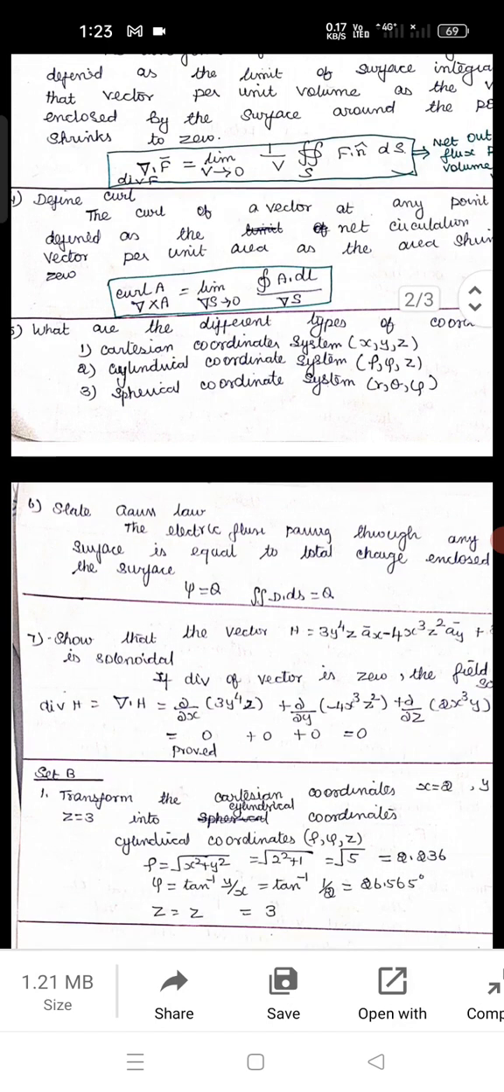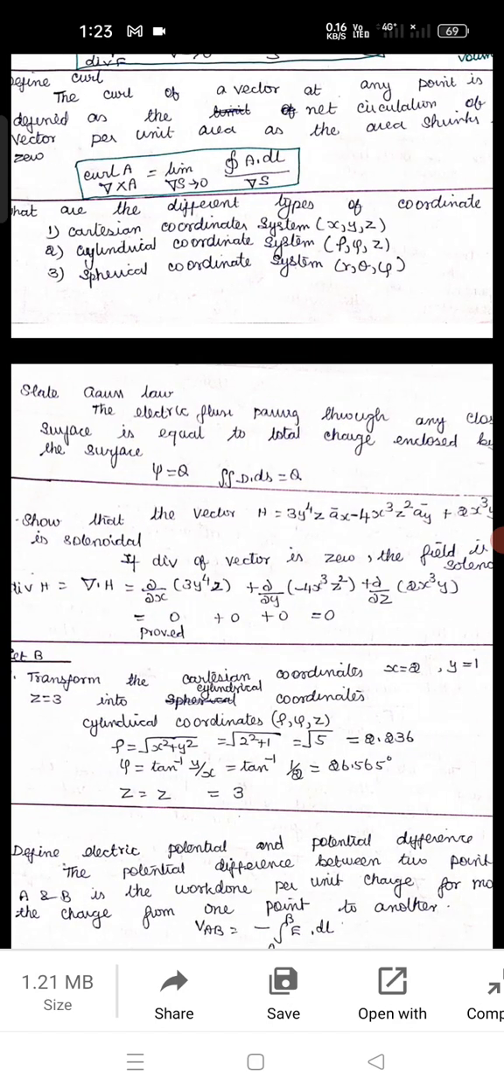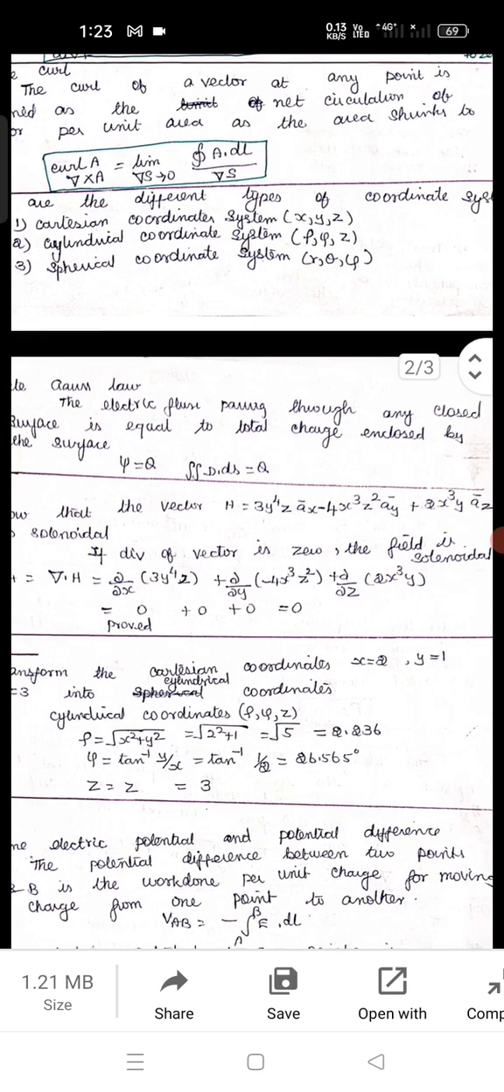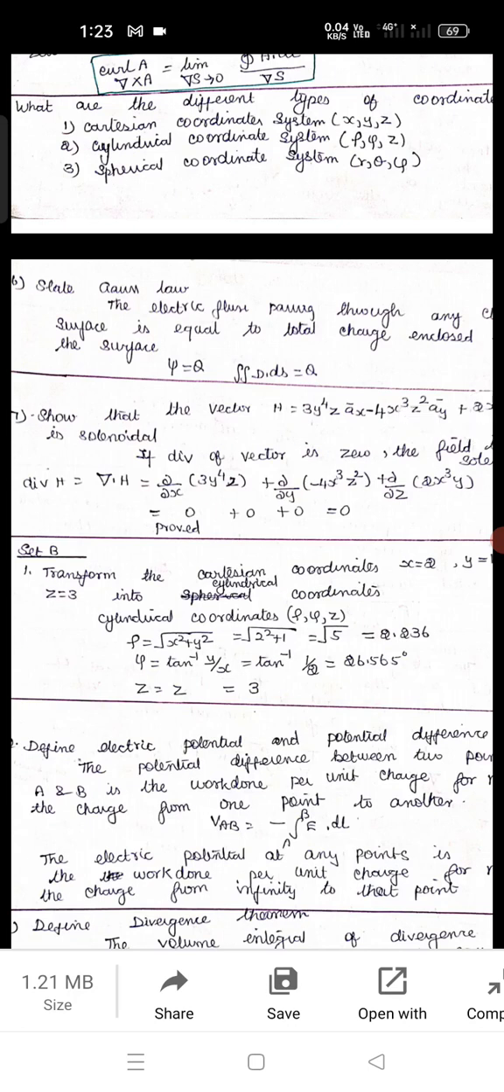So the next one is the statement of Gauss law. So for Gauss law, simply you have to remember psi is equal to Q, that is, the electric flux through any closed surface is equal to the total charge enclosed.